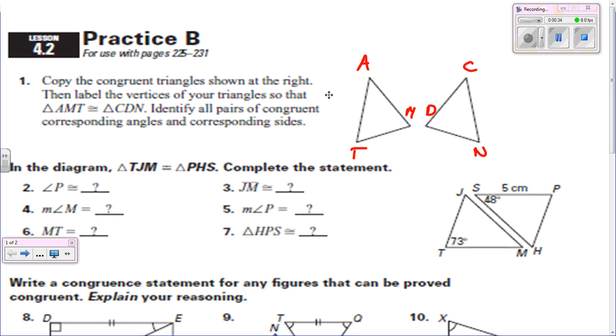So your congruency statement is listed here. Identify all pairs of congruent corresponding angles and corresponding sides. That would be angle A, congruent to angle C, angle D, congruent to angle M, and angle T, congruent to angle N.